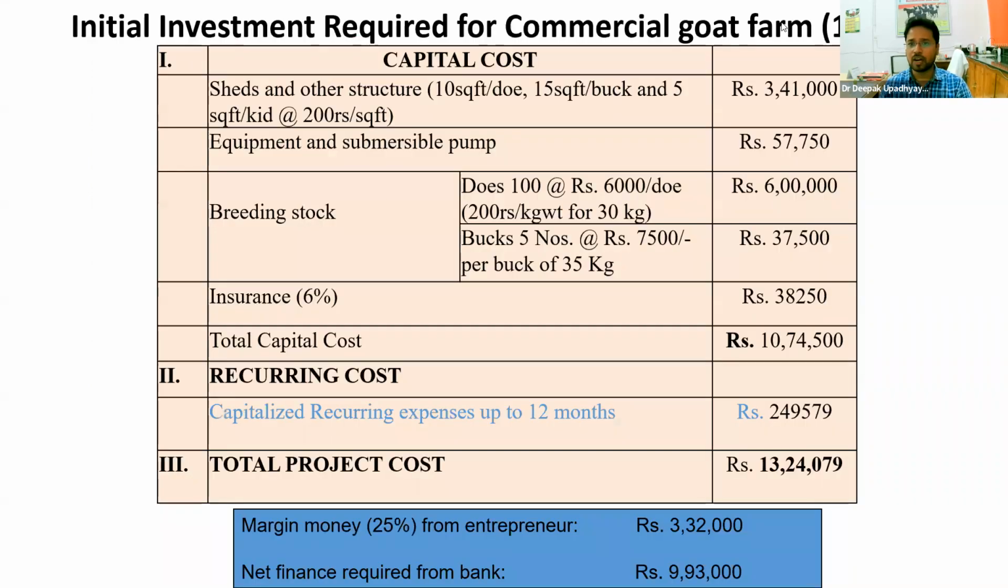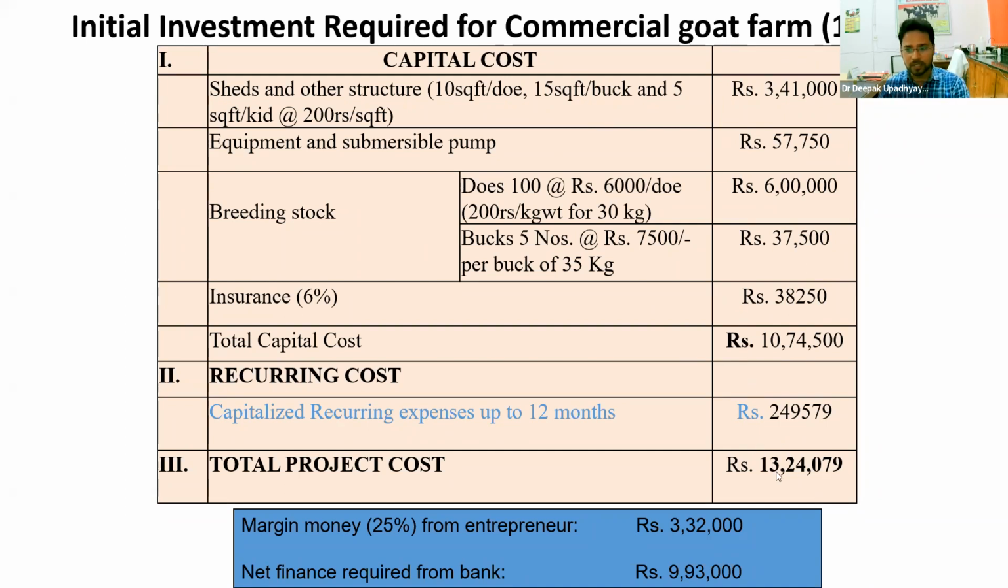Initial investment required for commercial goat farming. So I calculated for a 100 plus 5 goat farm. The total project cost was coming around 13.24 lakhs. This includes 3.4 lakh for the housing only, which will be more or less depending on your housing types.